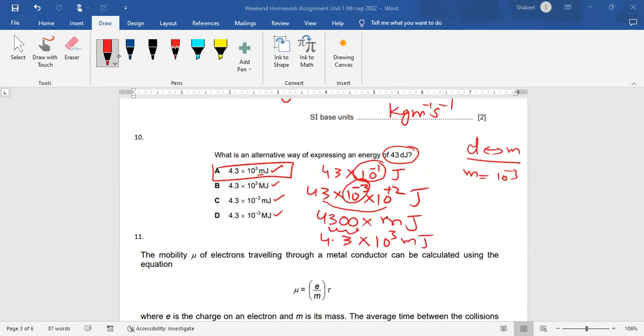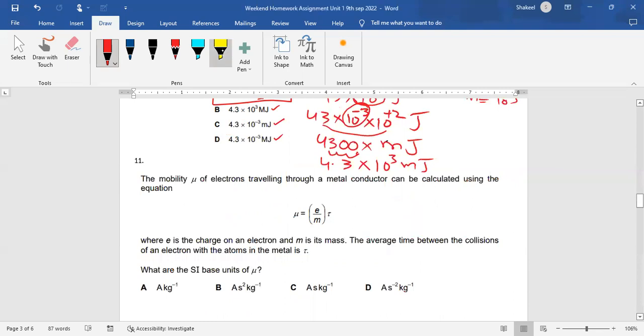Okay, let's move to next. The mobility mu of the electron traveling through the metal rod is given. Okay, this is the equation for the mobility mu. e is the charge on the electron, m is the mass, and the average time between the collision of electron and atom is T. T is the time. What is the SI unit of mobility mu? So it's quite simple.